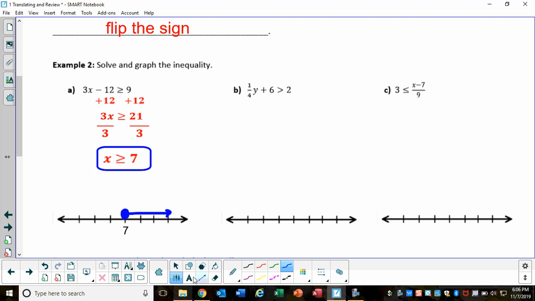Okay? Now B, I'm going to do the exact same thing. It's just a 2-step. So here, I'm going to subtract 6 from both sides. Get rid of that constant first. The 6's will cancel out. And I'm left with 1/4 y is greater than -4. Now, I still haven't divided or multiplied, so I don't need to flip any signs.